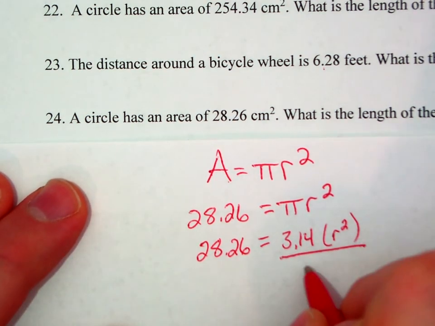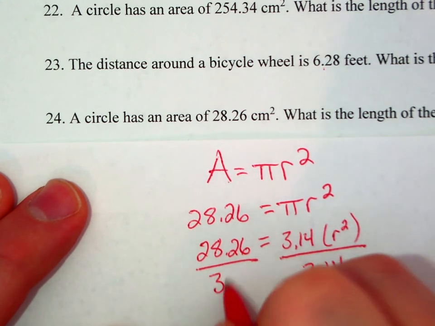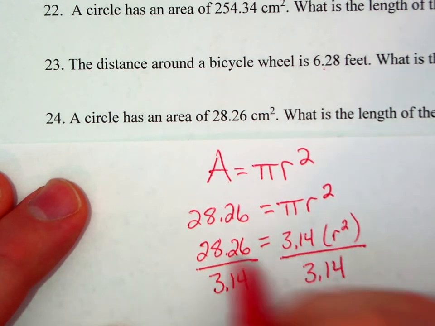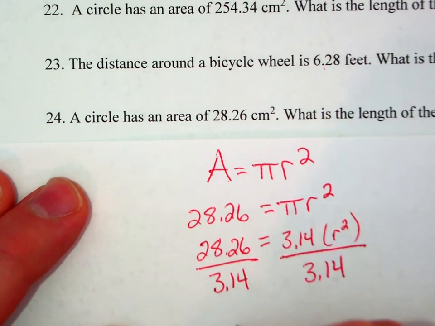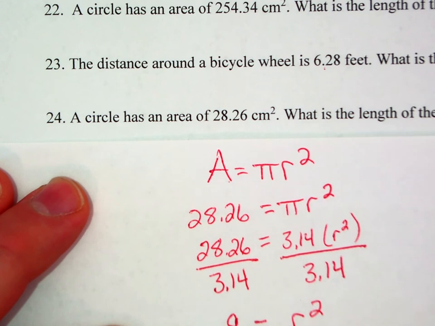I'm going to divide both sides by 3.14. 28.26 divided by 3.14 will give me 9 equals r squared. So what number, when multiplied by itself, would equal 9? Can only be 3. 3 times 3 is 9. So my radius would equal 3.